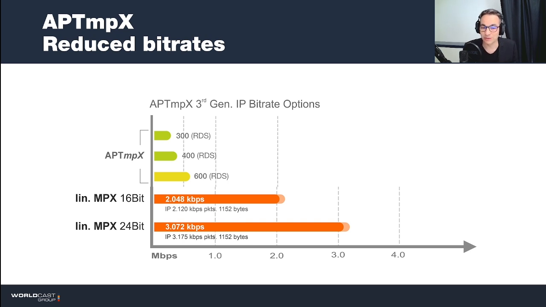APT-MPX allows you to reduce the bit rate that you need for the transport of your MPX signal. A linear MPX signal will usually take between 2 or even 3 megabits per second, so you need a big IP connection to do that, especially if you have multiple programs. With APT-MPX, you can reduce that to 300, 400, or 600 kilobits per second only, and with a very high quality.